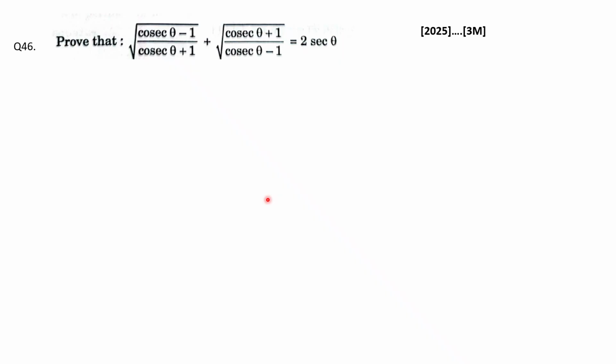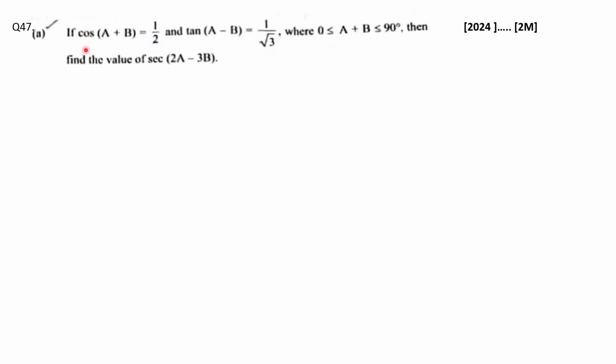Question number 34 was in this form. So if you want, you can take help from there and we can solve. Now moving to question number 47. If cos a plus b equal to 1 by 2 and tan a minus b is 1 by root 3, then you have to find the value of this.